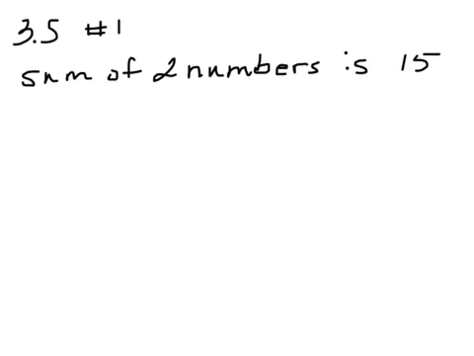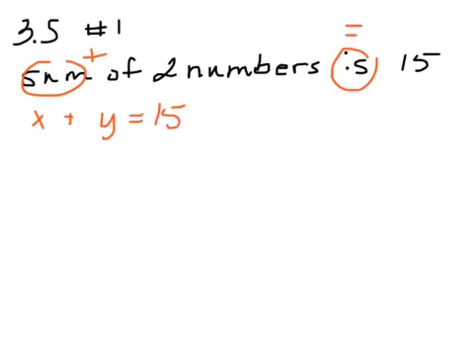Let's call x one number and y the other number. The sum of two numbers means you're going to add them. So sum means add. I'm going to call them x and y. The "is" means equal, and so 15. So I've got that. Now, it gets confusing after that.